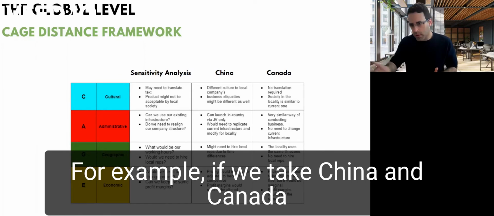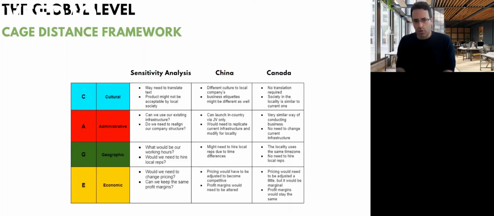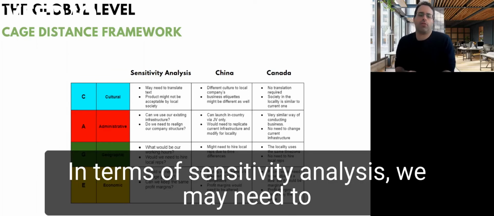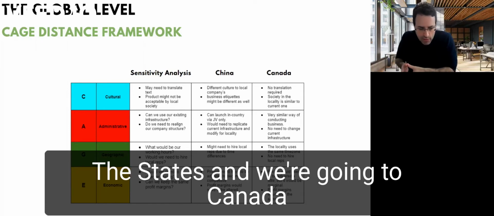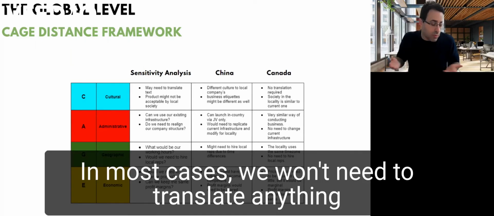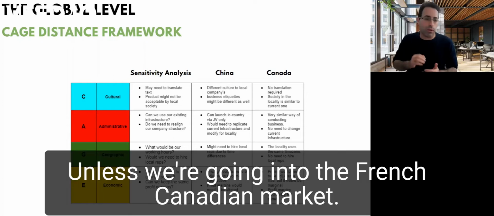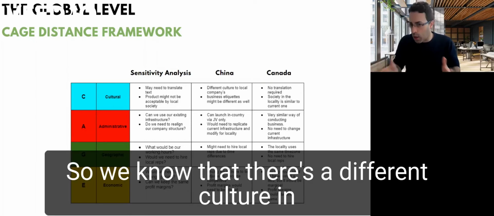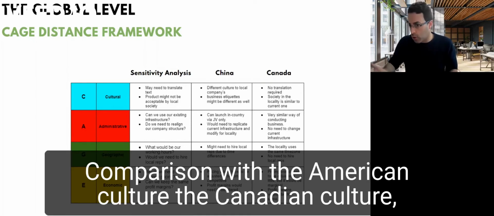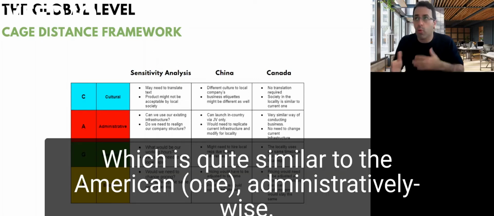So for example, if we take China and Canada, in terms of sensitivity analysis, we may need to translate text to Chinese. Because if we're based in the States, for example, and we're going to Canada, in most cases we won't need to translate anything unless we're going into the French-Canadian market. So we know that there's a different culture in comparison with the American culture, while the Canadian culture is quite similar to the American one.